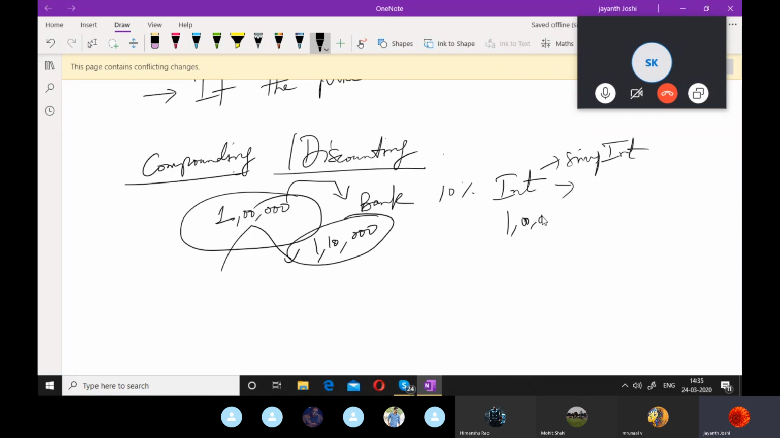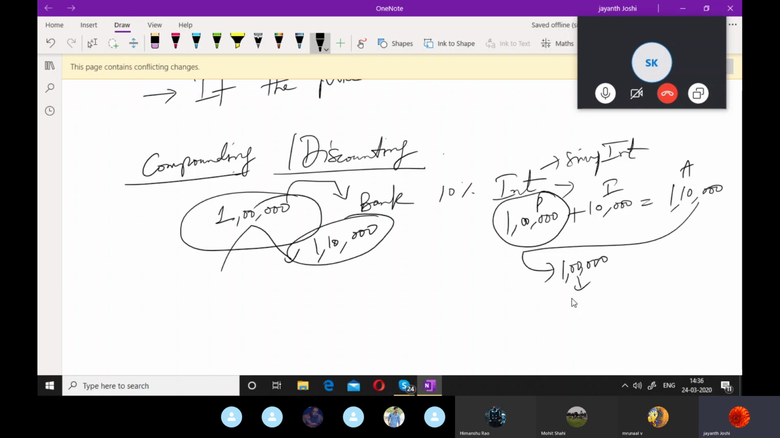For example, 1 lakh is your principal amount, 10,000 is your interest amount. So after 1 year your amount is how much? 1,10,000, because principal plus interest is amount. So next year you will not earn interest on principal only, but you will be earning the interest on your amount. That is, you will be earning interest on 1 lakh, that is 10,000, 10% of this, and also on 10,000, that is 1,000, and your interest becomes 11,000. That is the beauty of compounding.